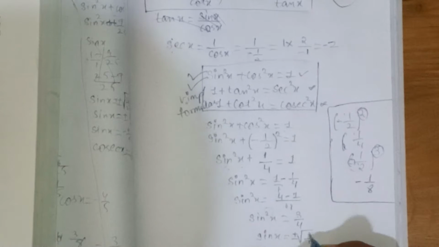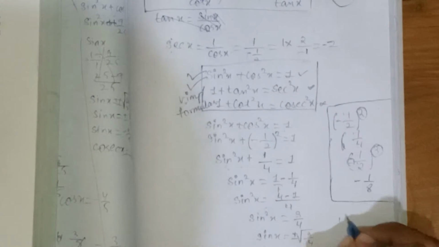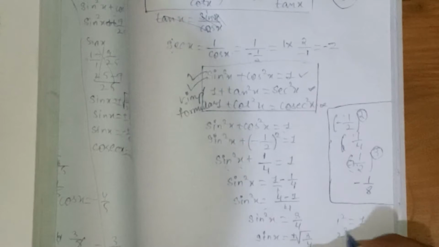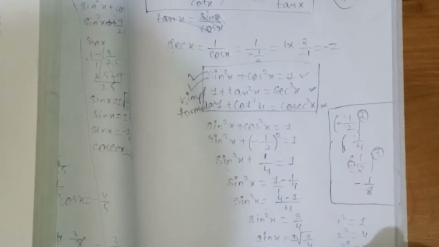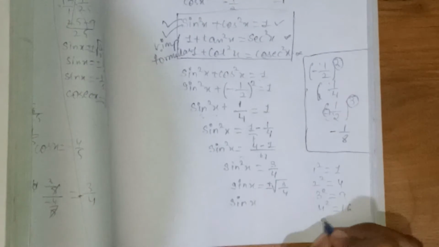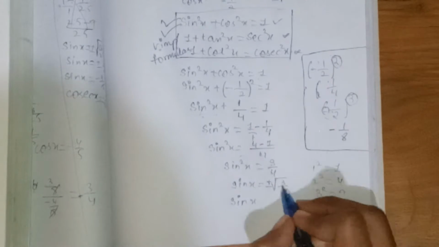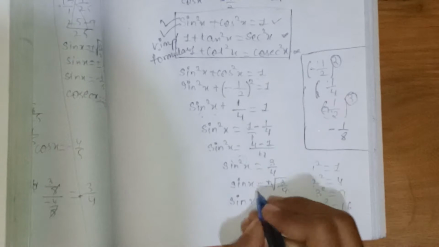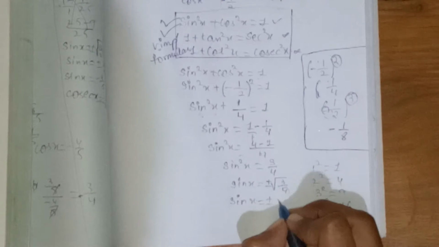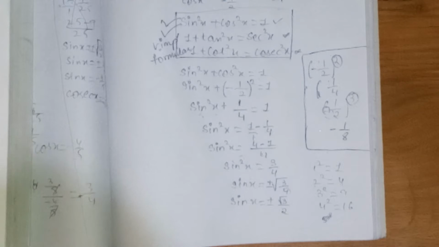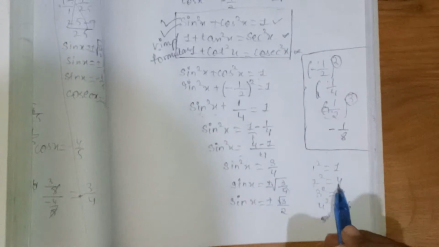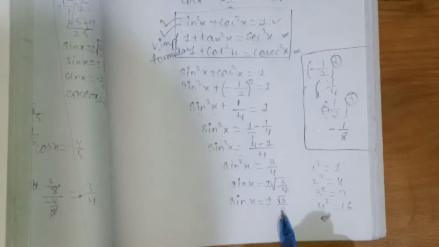See, we know 1 square is 1, 2 square is 4, 3 square is 9, 4 square is 16, 5 square is this much. So we don't have any square root value for 3. We have it for 4, that is 2. So plus or minus under root 3 by 2. Whatever square root we are having, that is 4, we have 2. That's why I kept the root like that only for 3.